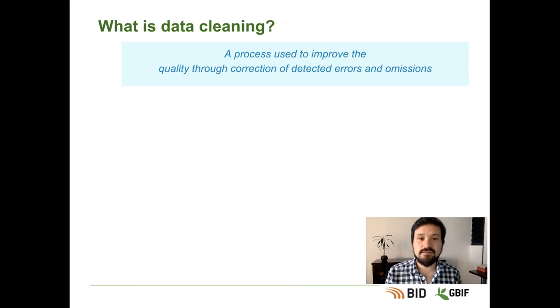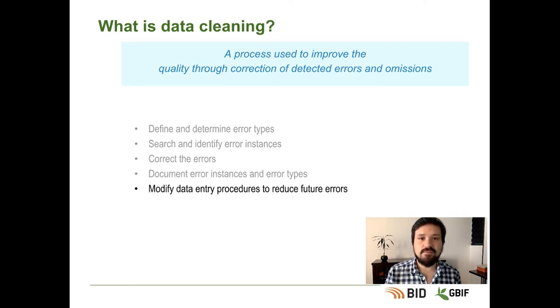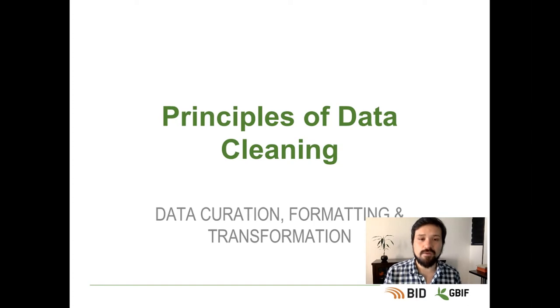The structure that supports the process can be summarized in 5 key points, all of them related to errors. Define and determine types, search and identify instances, perform the corrections, documentation, and at the end, modify data entry procedures. It's clear that there is a need for data cleaning. Errors are common and expected, so our goal is to improve the quality of the data to make them fit for use. Let's continue with the principles that guide the whole process.